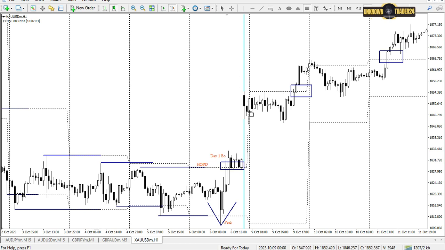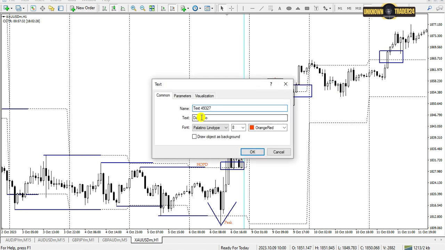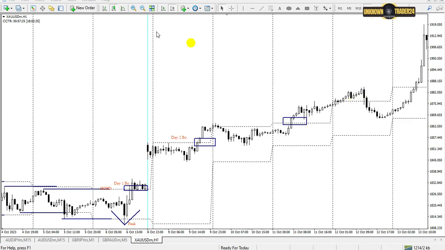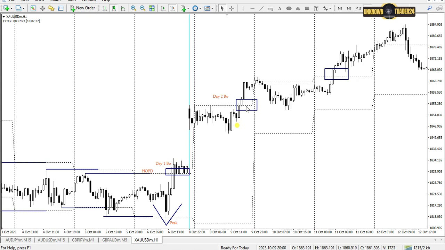I just want to make sure that if you are using a broker where you don't have these two lines, you understand exactly what's happening. Okay, so this is my high. So this becomes a day 2 of breakouts. Please don't make this complicated. Okay, this is day 2 of breakouts.